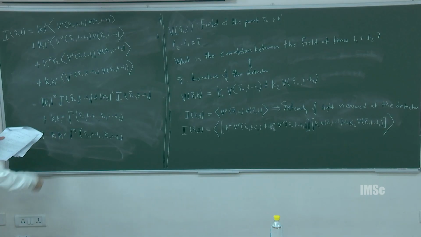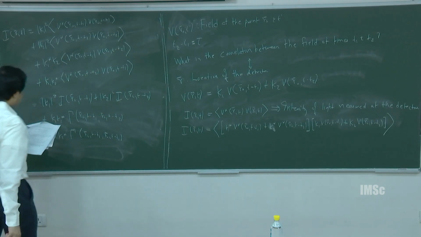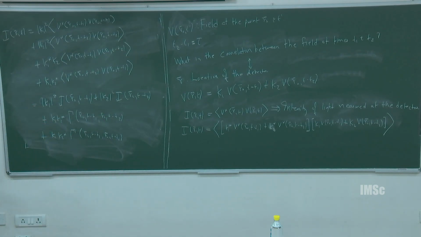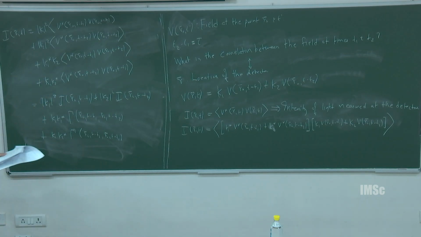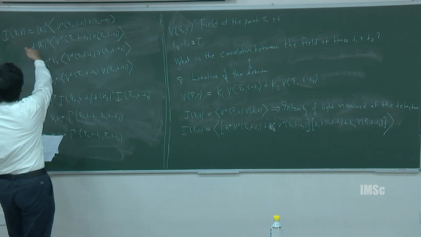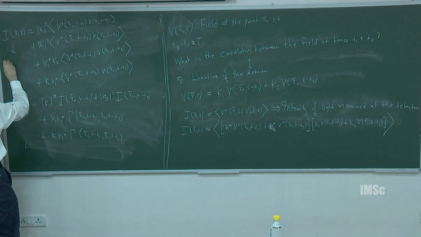So we have written down the intensity at the detector in terms of the cross correlation function of the field at R naught and times t minus t1 and t minus t2. So the idea here is that by looking at the intensity of the field at the detector, so this is the intensity measured at the detector.